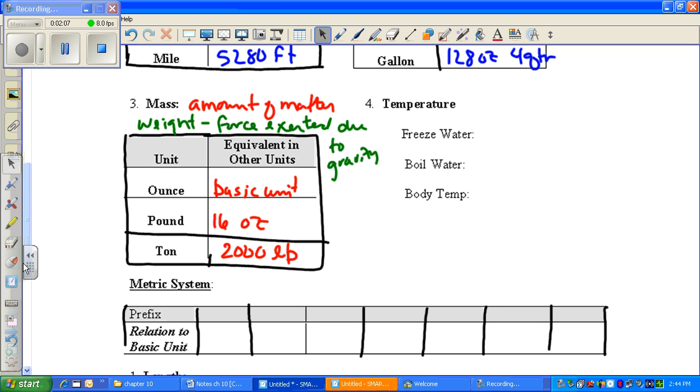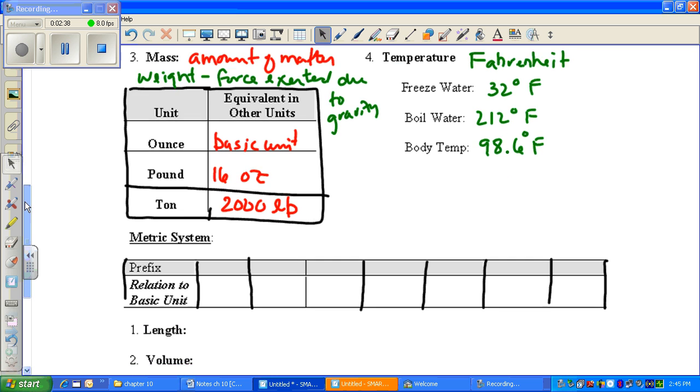Temperature. When we're in our English system, which, as you can see, they're all odd types of measurements, we are in our Fahrenheit system, or a Fahrenheit scale. Water freezes on the scale at 32 degrees Fahrenheit. Water boils at 212 degrees Fahrenheit, and your body temperature is approximately 98.6 degrees Fahrenheit. And you can see they're all kind of odd measurements.